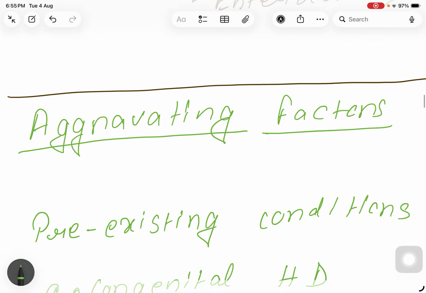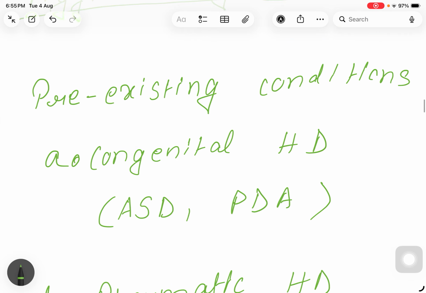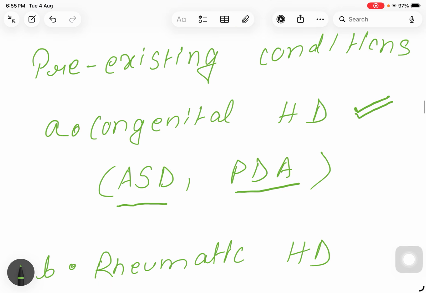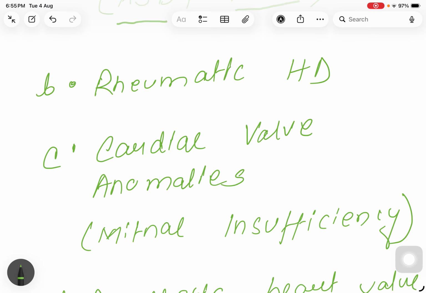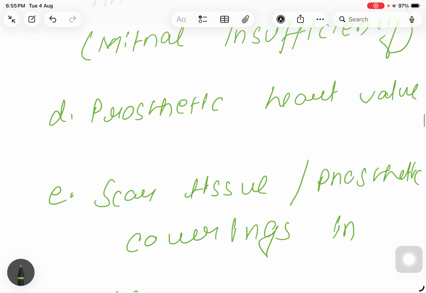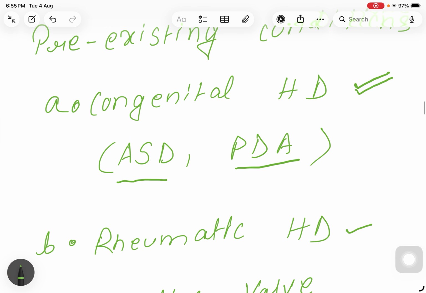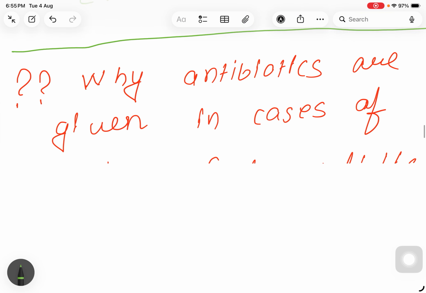Now, what are the aggravating factors that aid in formation of infective endocarditis? If there is any pre-existing congenital heart disease like patent ductus arteriosus, atrial septal defect, or there is rheumatic heart disease, cardiac valve anomalies like mitral insufficiency, then prosthetic heart valve, scar tissue or prosthetic coverings in CVS. So these factors add on to the formation of infective endocarditis.